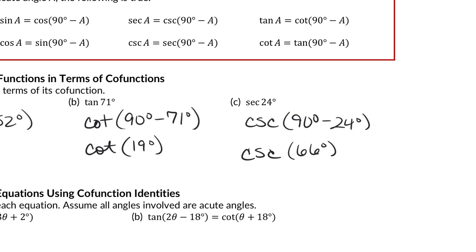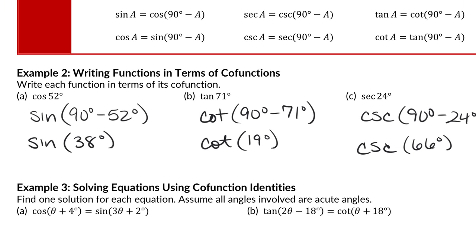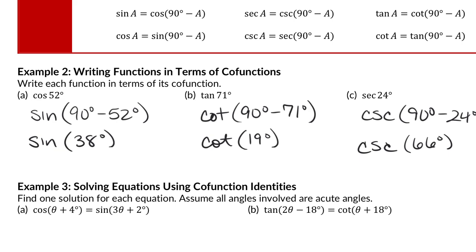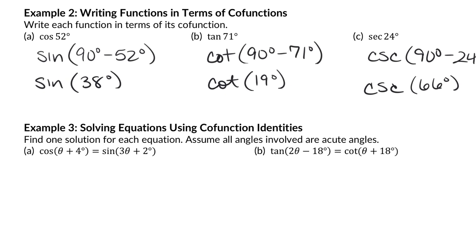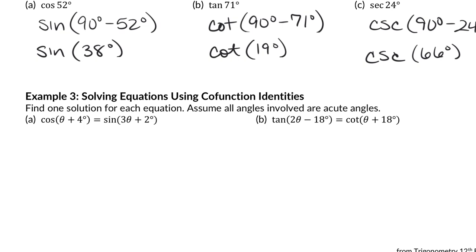If it asks you to write a function in terms of its cofunction, this is what we're talking about. So there's many different ways we can change or rewrite trig functions. We're going to have to start keeping track of which one I'm asking for. This one is a cofunction. Since these are cofunctions, we can take the cofunctions in equations and equate their arguments with each other. What I mean by that is it says find one solution for each equation. Assume all angles involved are acute angles. But we have the cosine of theta plus 4 degrees equal to sine of 3 theta plus 2 degrees.